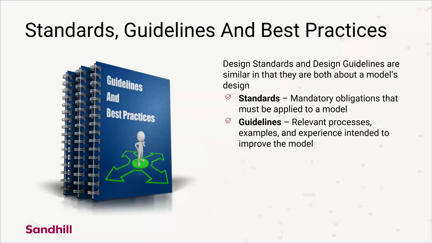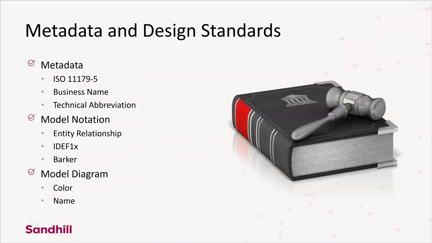First thing, standards are mandatory. You can't get around it. If it does not meet the standard, it's not going to pass, right? Guidelines, on the other hand, are relevant processes or examples of things that have worked in the past, and they generally add some value or improvement to a model. So standards, you have to pass them. They're mandatory. Guidelines are just helpful things that help you get things done. So let's take a look at some examples next.